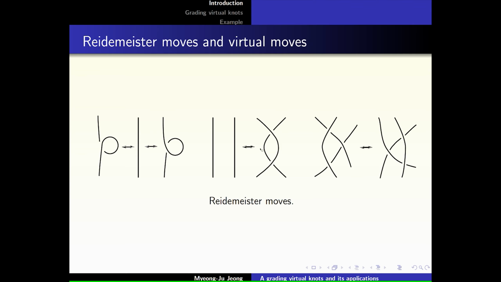Classical knots can be distinguished by using Reidemeister moves in knot diagrams. These three moves are called Reidemeister moves, and if two knots are equivalent, then their diagrams can be related by a finite sequence of Reidemeister moves illustrated in this figure.